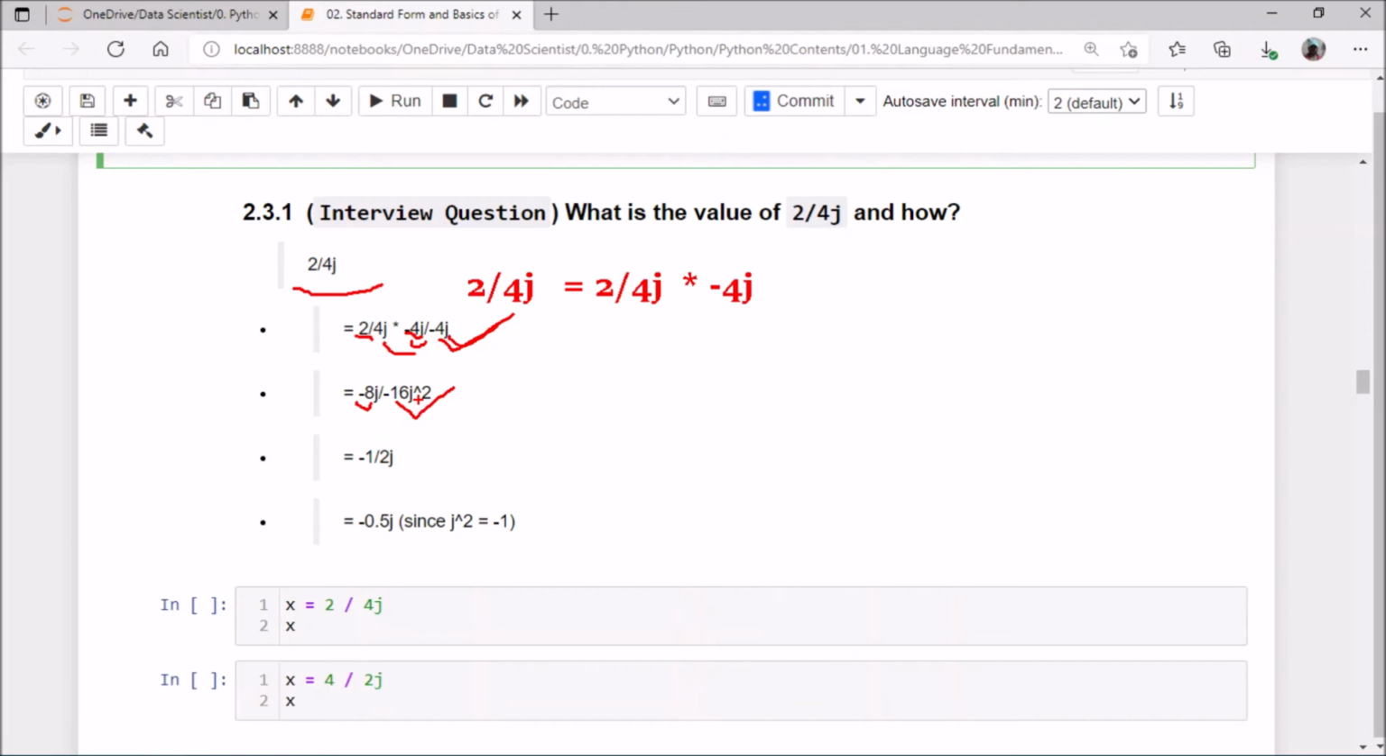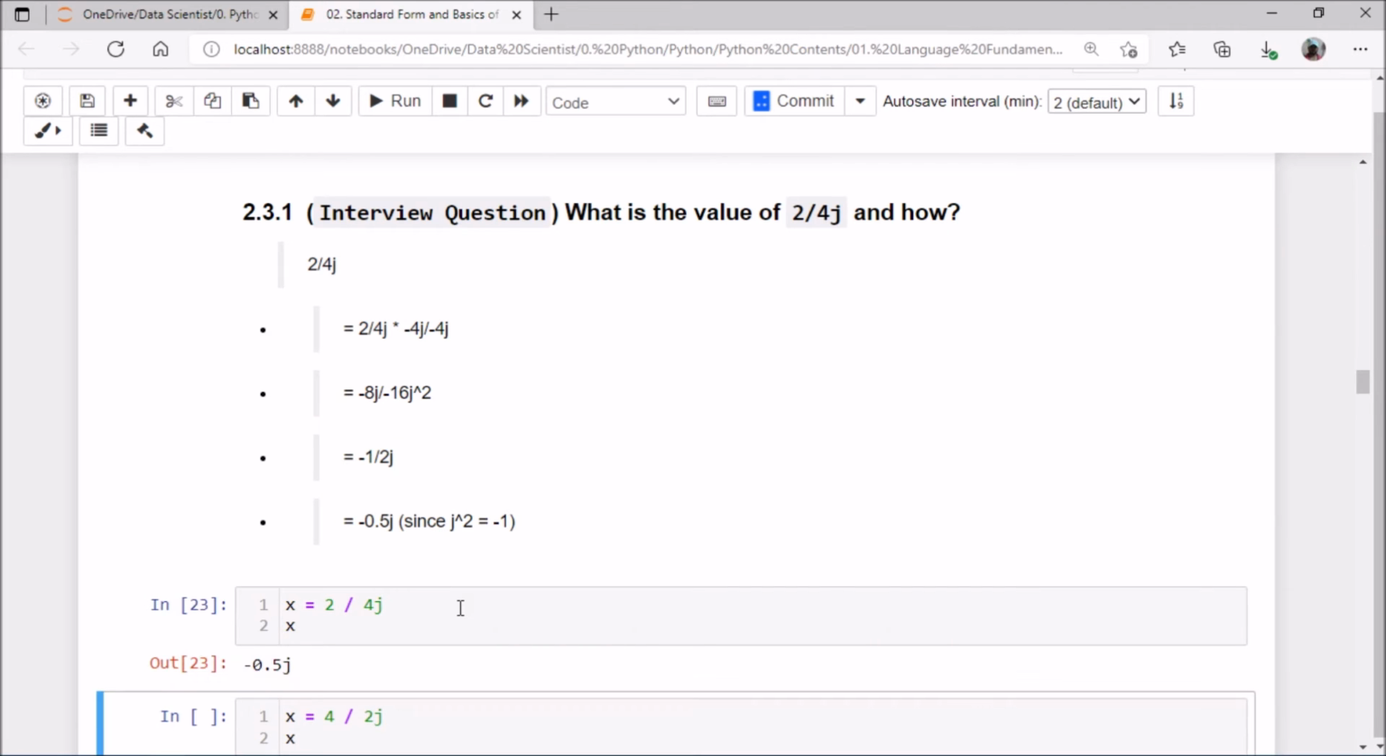As you know, i square is minus 1, the same way j square is minus 1. So minus 1 becomes plus, and here you can see minus 8j divided by plus 16, which is minus 1 by 2, that is 0.5. We had missed j here, so j should be there. So the answer is minus 1 by 2j, that is minus 0.5j. Since j square is equal to minus 1, this is part of the division of complex numbers. So that's why I covered the logic behind it, and after executing it, we'll get the same result.